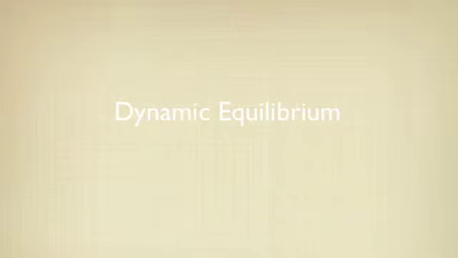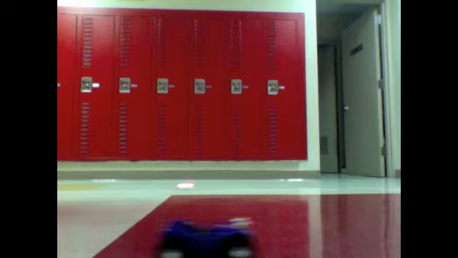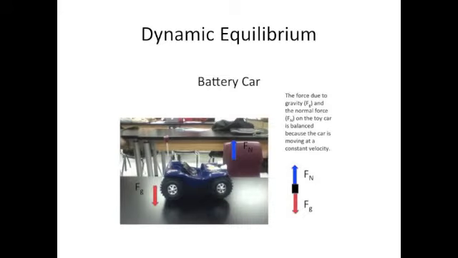Dynamic equilibrium is when an object is moving at a constant velocity. An example of dynamic equilibrium is this toy car. It is moving at a constant velocity, and the forces acting upon the car are force due to gravity and normal force, because the car is being supported from the table.